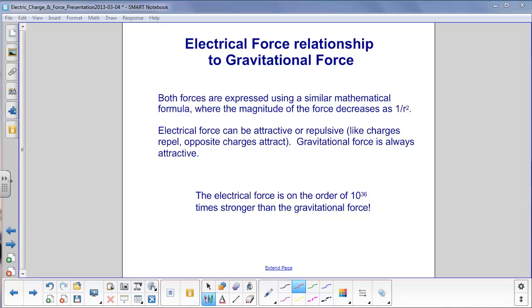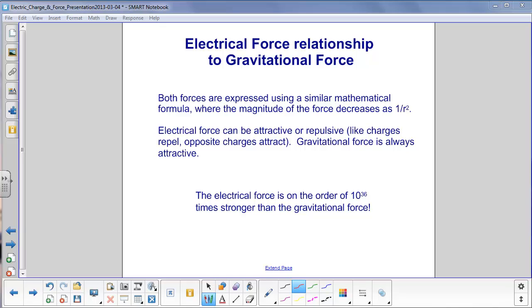This is one of the more amazing things of living in our universe. You have two, on the surface, very different forces. You've got electrical force and you've got gravitational force. However, both of them have very similar mathematical equations. The magnitudes of both forces decrease as 1 over r squared. And for example, instead of the charges or Q's in the electrical force, you have masses or M's in the gravitational force. And instead of the Coulomb constant K for the electrical force, you have big G, the universal gravitational constant for gravity.